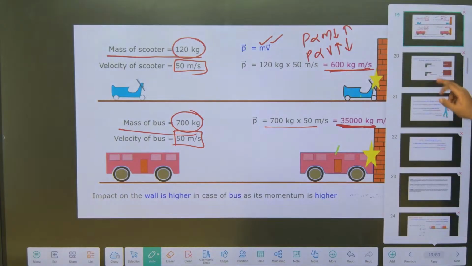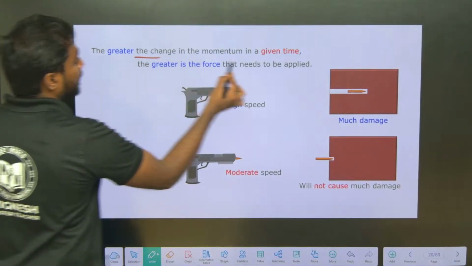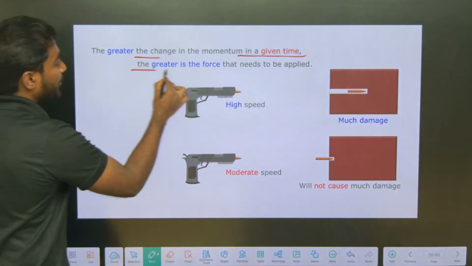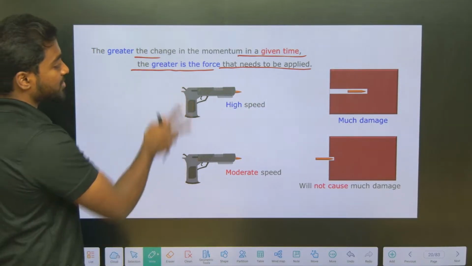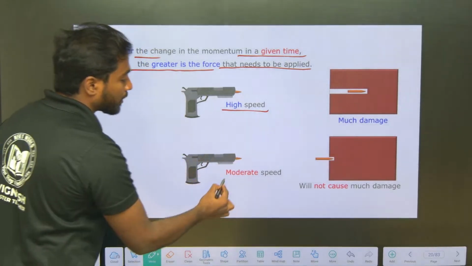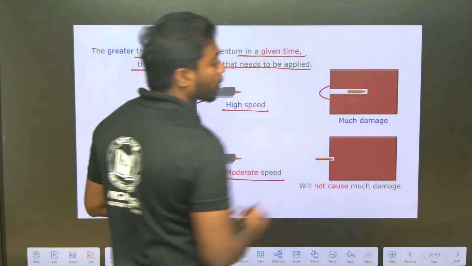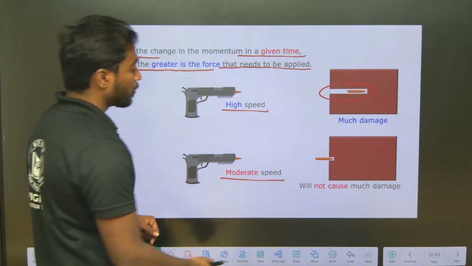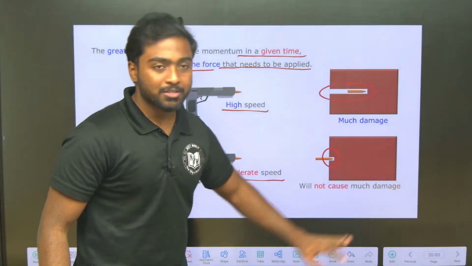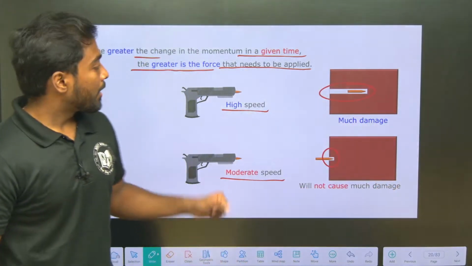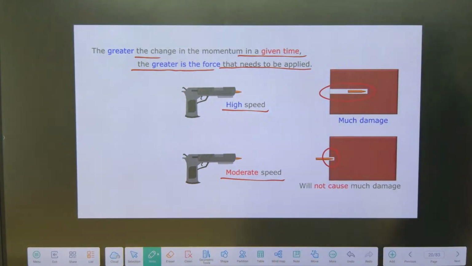So the next one. The greater the change in momentum in a given time, the greater is the force that needs to be applied. Take a pistol, one with high speed and one with moderate speed. The one with high speed will create a big damage, but the one with moderate speed will create a damage that is less, so it will not cause much damage. Why? It's because of the momentum.